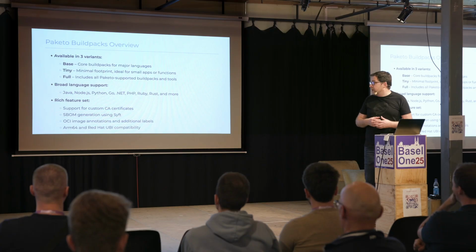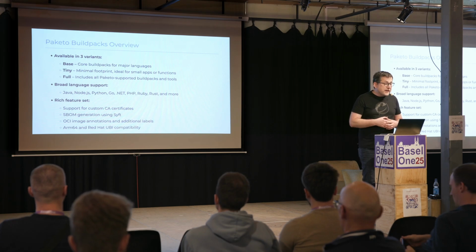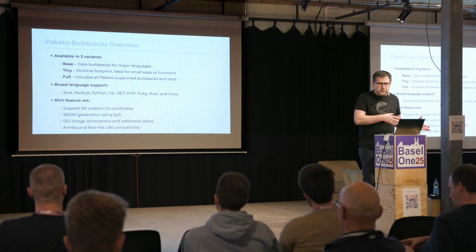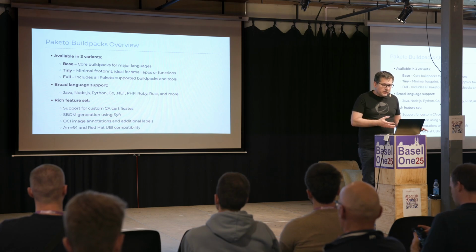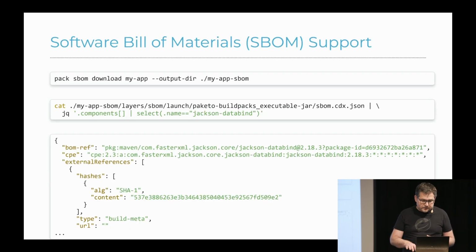And Paketo has quite a lot of different build packs which support certificates, SBOM generation. Then you have adding annotations and labels to the containers, as well as ARM64 support, so you can run it on your Mac, or Red Hat UBI compatibility as well. So if you are forced to put it on OpenShift and you're forced to use a Red Hat UBI image, it's also there. So Paketo just supports that.